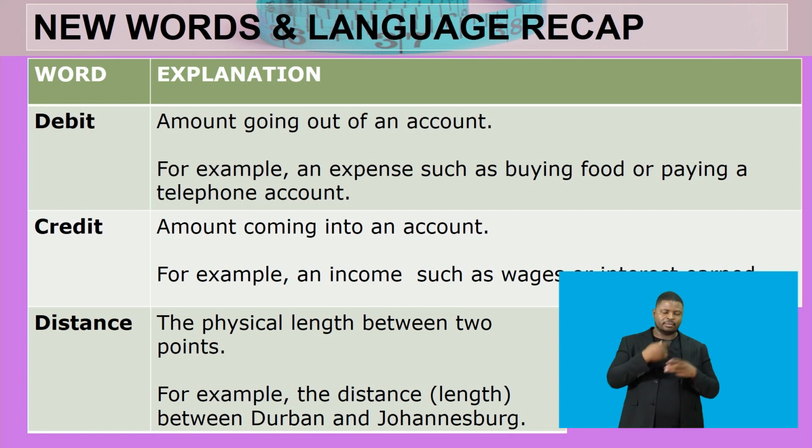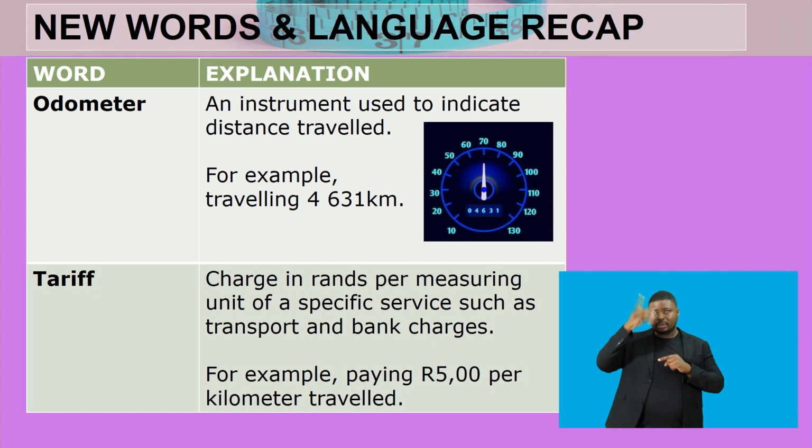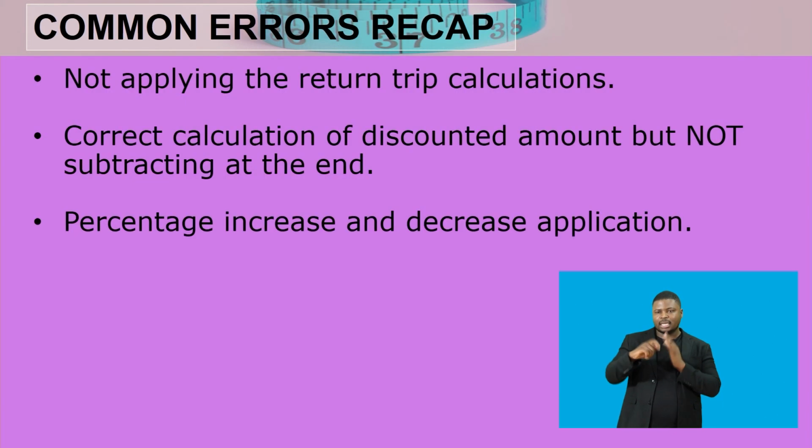Distance, the physical length between 2 points. For an example, the distance between Johannesburg and Durban. An odometer, an instrument used to indicate the distance traveled. For an example, traveling 4,631 kilometers. A tariff, which is a charge in rands per measuring unit of a specific service such as transport and bank charges. For an example, paying 5 rand per kilometer traveled.